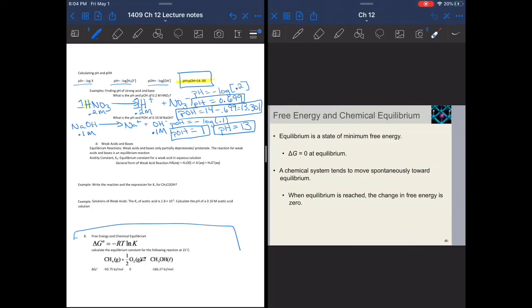Since equilibrium is that state of minimum free energy, we already kind of saw the connection when we talked about boiling points or melting points. At equilibrium, the delta G would be 0. And a chemical system tends to move spontaneously towards equilibrium. So there's a connection between equilibrium and spontaneity. So we can actually calculate delta G from our equilibrium constant or vice versa using this equation here.